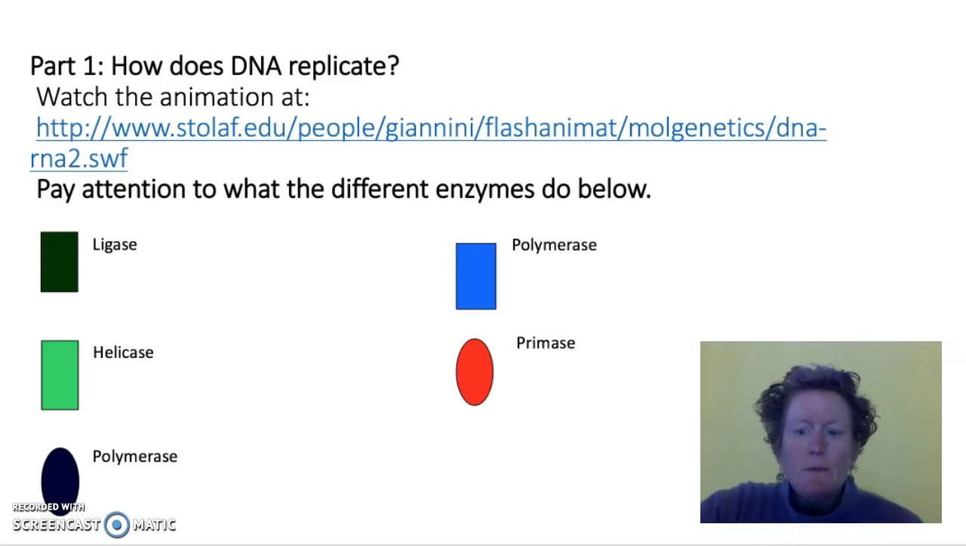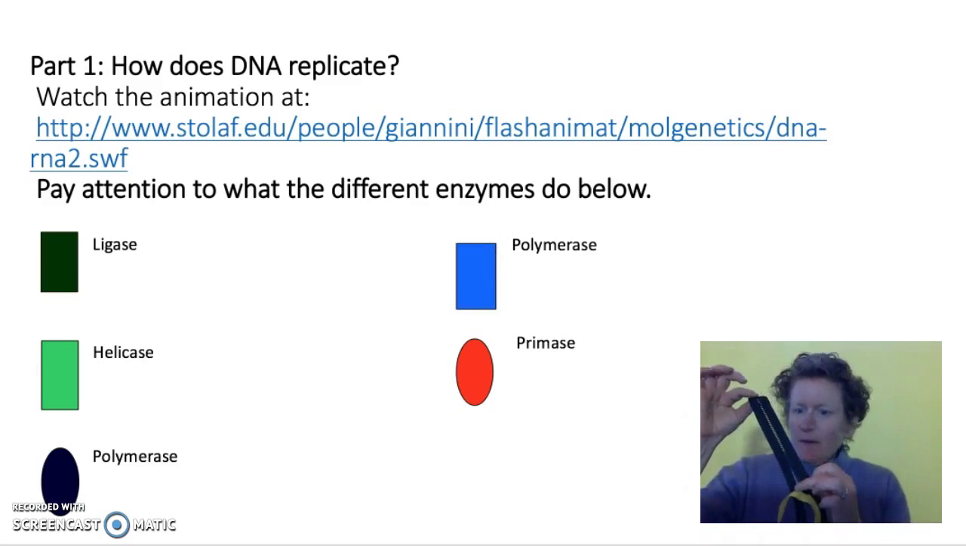So let's review what we saw in the animation. Ligase fixed the nicks at the end. Helicase was the zipper pull and unwound the DNA and split the two halves apart. The two polymerases added bases to the half of the DNA as it was opened up, and primase got things started. It put a few bases in so polymerase could get started.